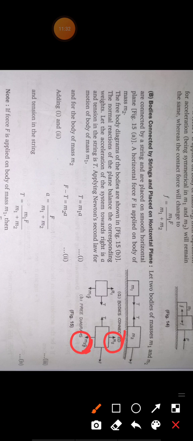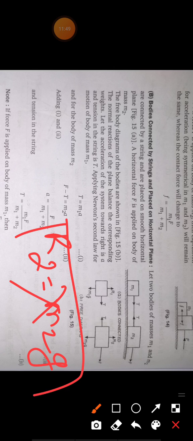Now we have applied the external force F along the positive x direction, and there is a tension force due to M1 which is along the negative x direction. So again there will be two equations. The first equation will be R2 equals M2G, but this equation is not needed here. So why am I deriving this equation?